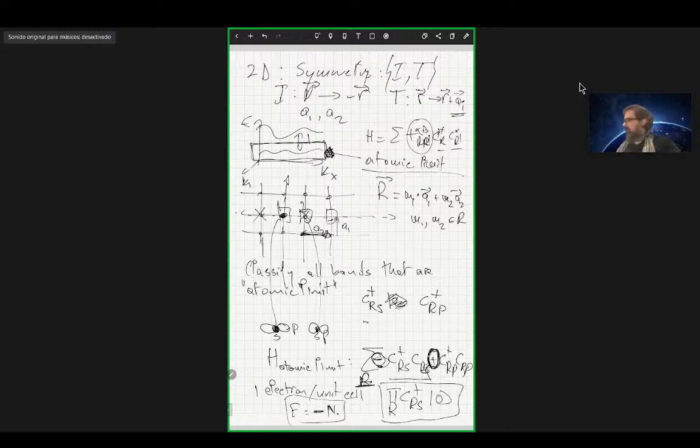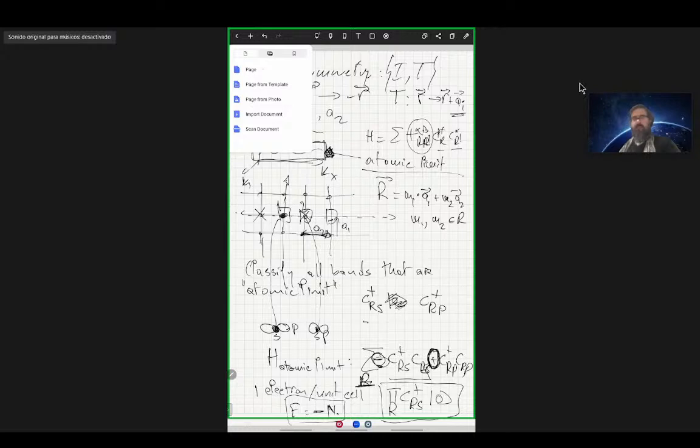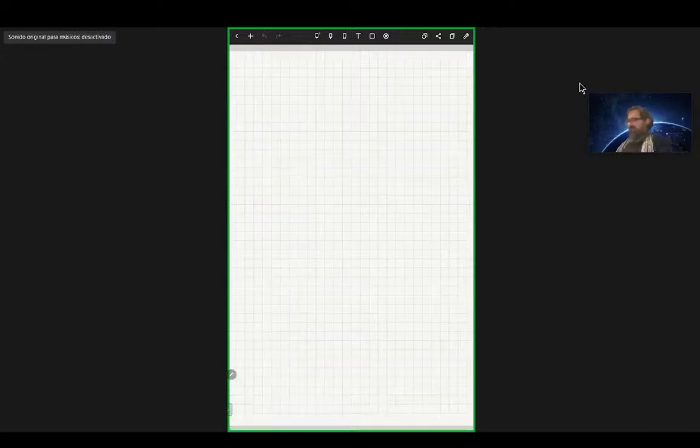Okay, let me see if I can figure out this page now. This is really not... Okay, I figured out the page. Very good.